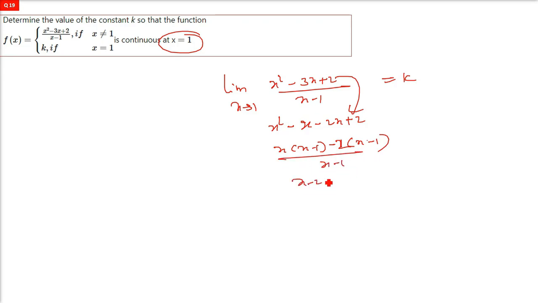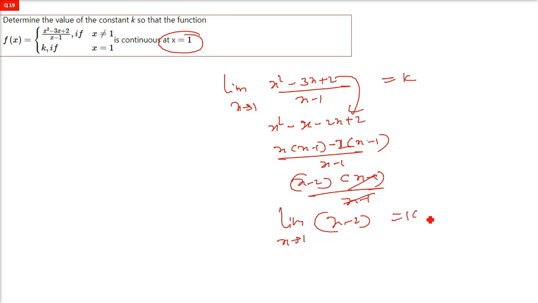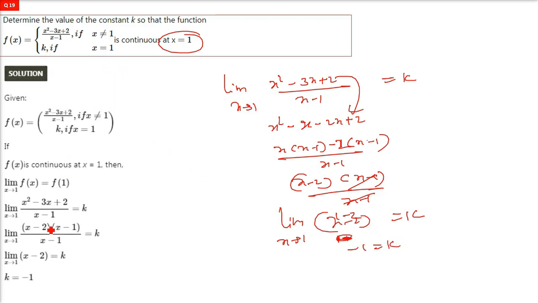So this becomes x minus 2. These are the factors I am making, x minus 2 times x minus 1, by x minus 1. You can cancel x minus 1. x minus 2 is equal to k with the limit. So when you apply the limit x tends to 1 in this x minus 2, just replace x by 1. This is going to be 1 minus 2, which is negative 1. k is equal to negative 1. Okay. So k is equal to negative 1. Then for that, this function is continuous at 1. k is negative 1.